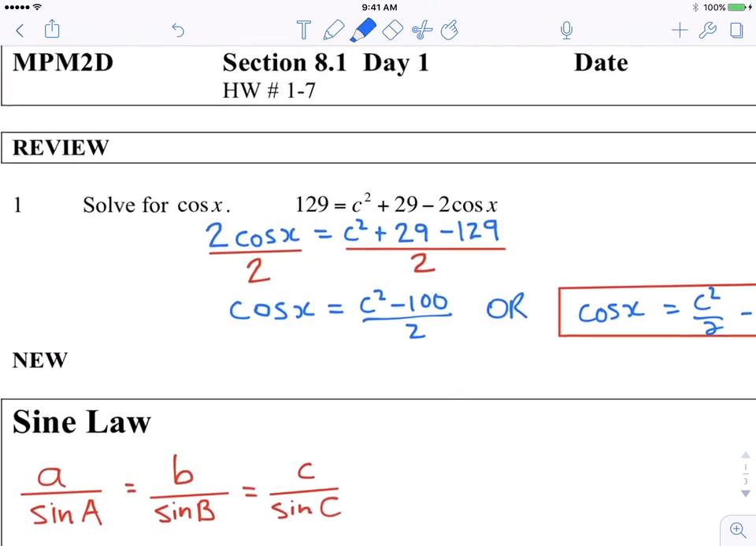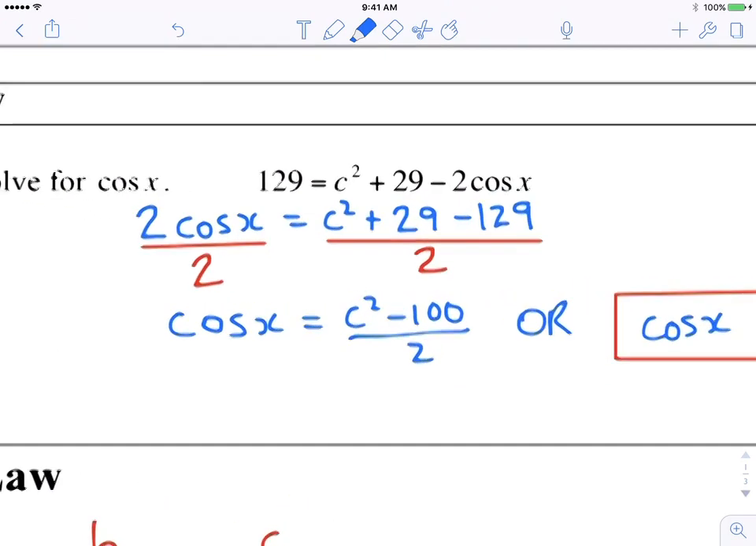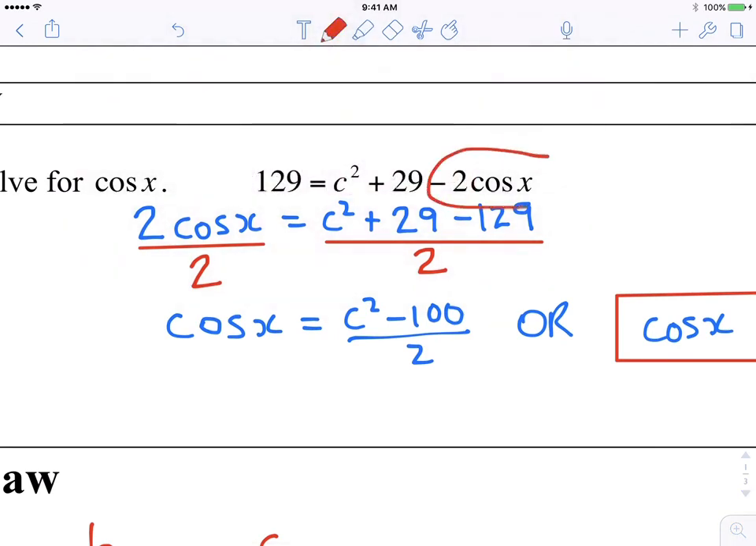Basically, it's asking you to solve for cos x and just seeing if you can isolate that. What I did here is, first of all, I took the negative 2 cos x, brought it over, and then took the 129 and brought it over. So you'll notice that I ended up with the negative 129 here, and of course a positive 2 cos x on the left side.